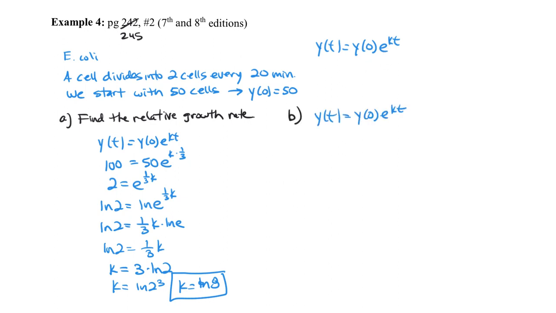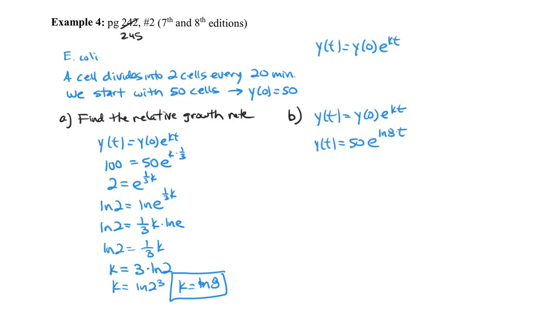So a lot of these questions won't explicitly say to find the relative growth rate, but we'll do that because we need it in order to find the model for this. So in this case, like I said, they say find an expression for the number of cells after t hours. So they want us to figure out the constants we need to plug in. We've already got this one. We know this is going to be 50. We know k. So if we just start plugging things in here, we will get y of t equals 50 e to the k, and k is natural log of 8 times t.